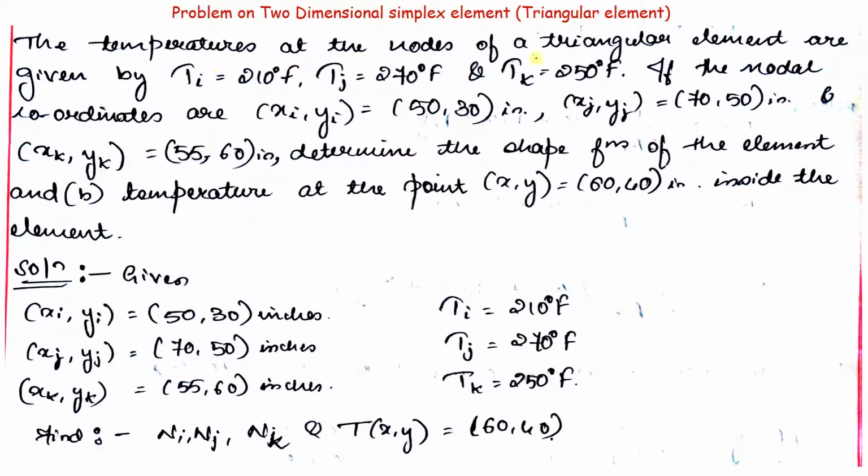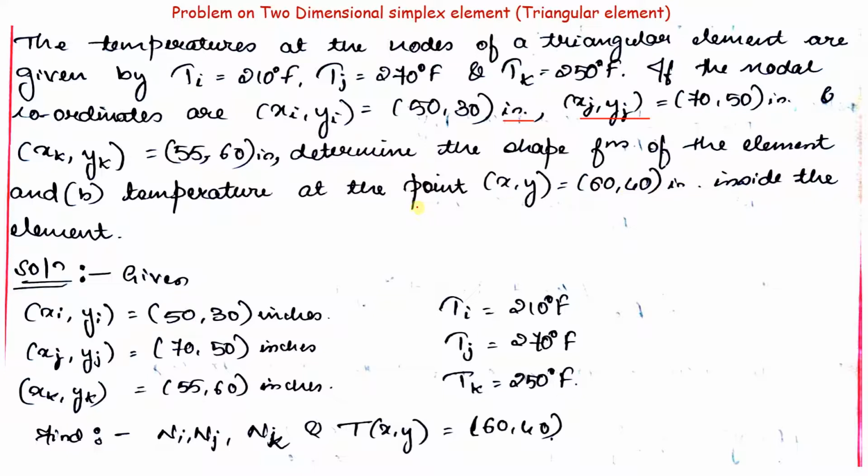The temperatures at the nodes of a triangular element are given by T of I equal to 210 degree Fahrenheit, T of J equal to 270 degree Fahrenheit, and T of K equal to 250 degree Fahrenheit. If the nodal coordinates are X of I and Y of I, so while deriving, we used X1, Y1. In the problem, it is directly given in terms of general form. That is XI, YI equal to 50 and 30, unit is inches, and XJ, YJ 70 and 50, XK, YK 55 and 60. Determine the shape functions of the element, and temperature at the point X, Y equal to 60, 40 inside the element.